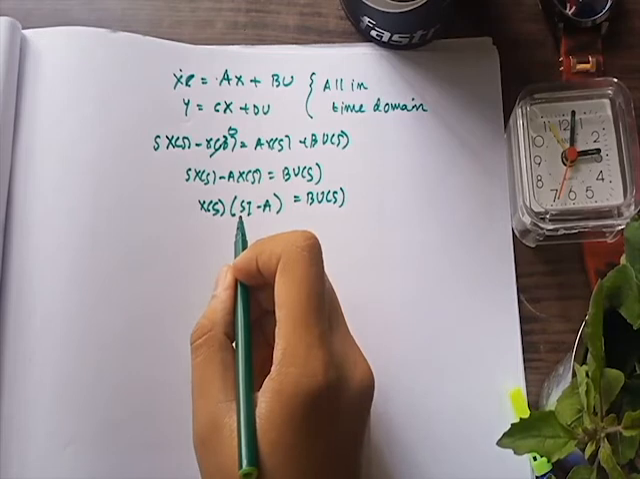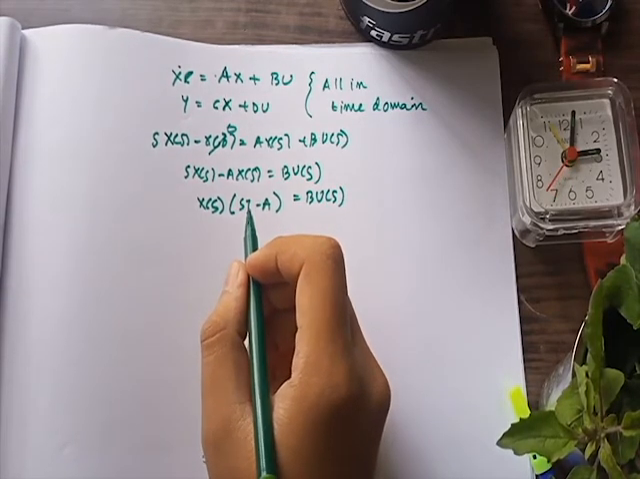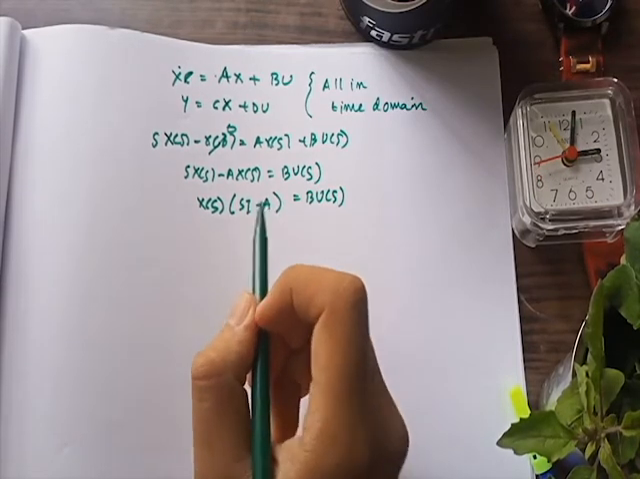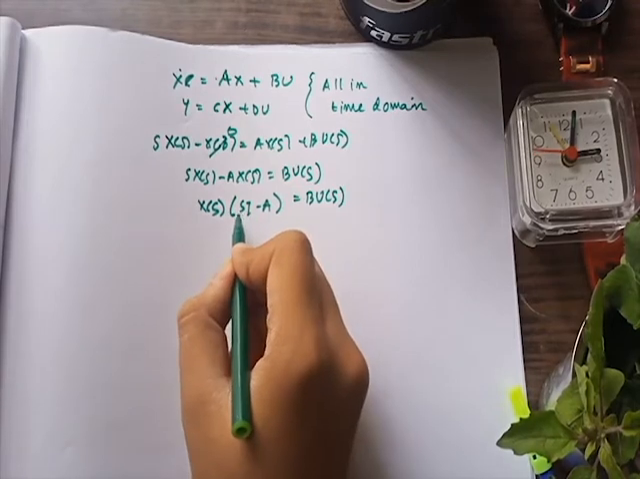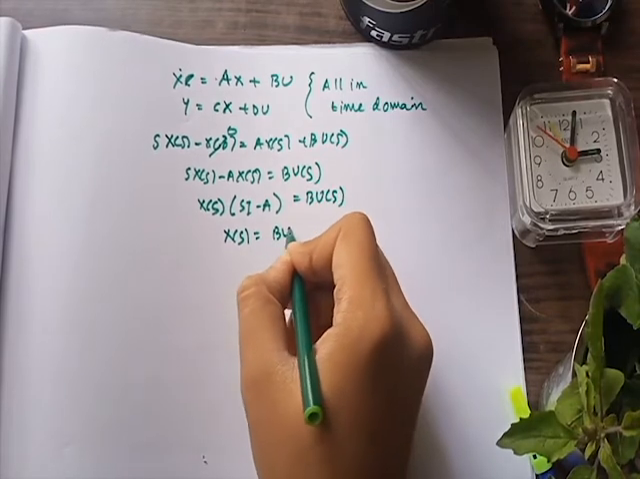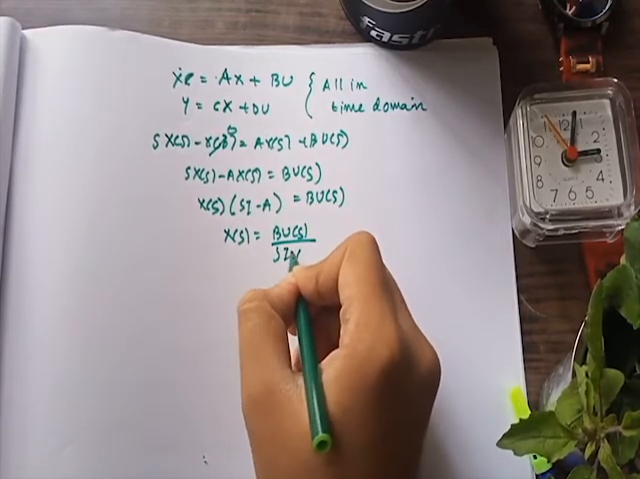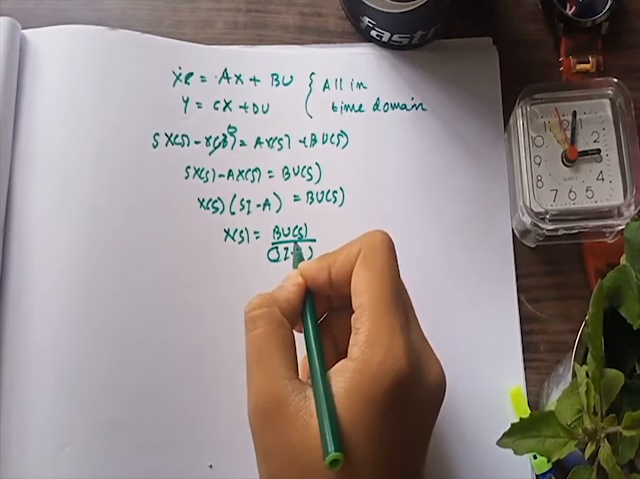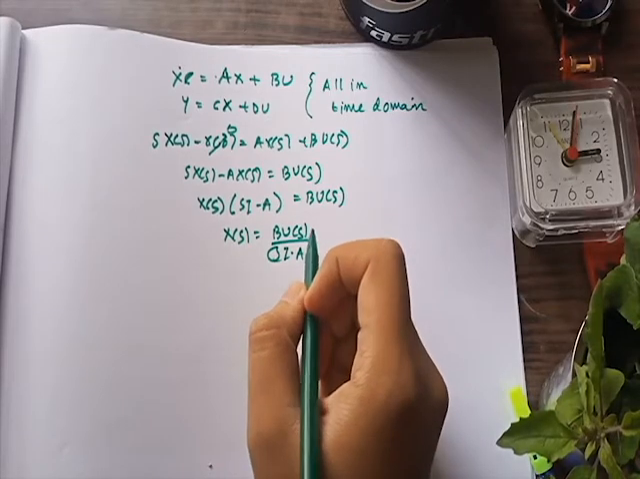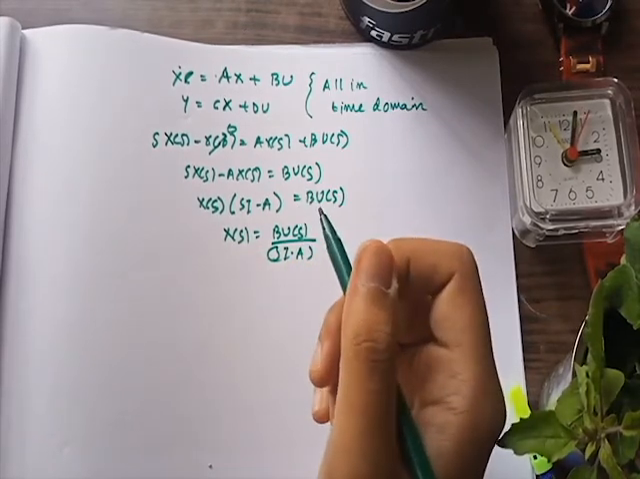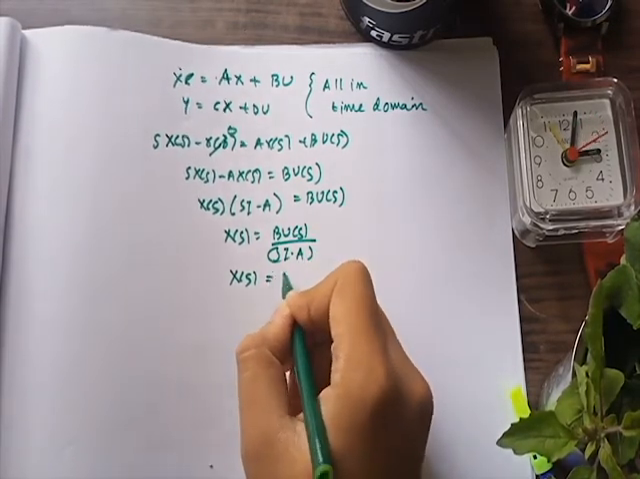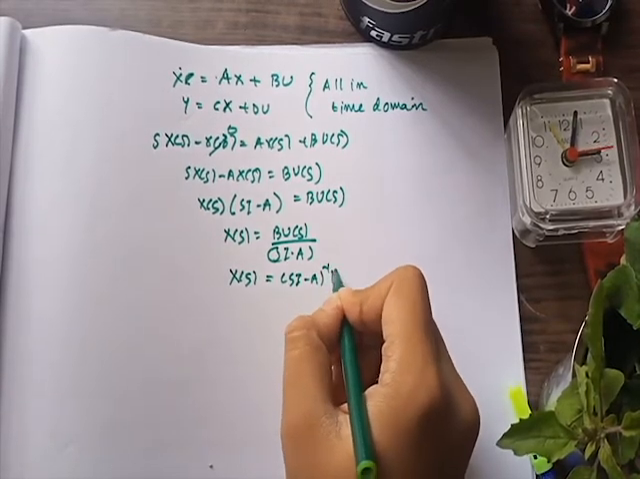This identity matrix will depend on the number of state variables the equation will have. If we take (sI minus A) inverse to the right hand side, we would have x of s is equal to B times u of s divided by (sI minus A). But we cannot write it in this form, because these are all matrices and we cannot do a division operation on matrices. The alternative to division in matrices is taking the inverse. So it will be x of s equals (sI minus A) inverse times B times u of s.